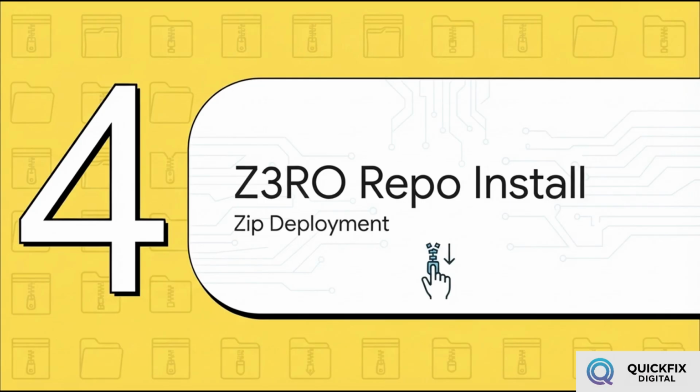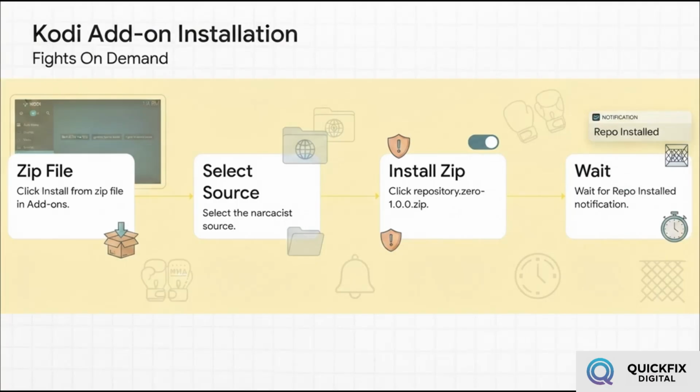Now, for Section 4, Phase 2, Installing Z3RO Repository, Zip Deployment. For this phase, you actually need to back all the way out to your main Kodi menu. Click on Add-ons, and then look for that little open box icon at the top left. Yep, that's your package installer. Click Install from Zip File. Now, if you get a warning pop up here, don't freak out, just click Yes. It just means you need to make sure your Unknown Sources setting is toggled on.